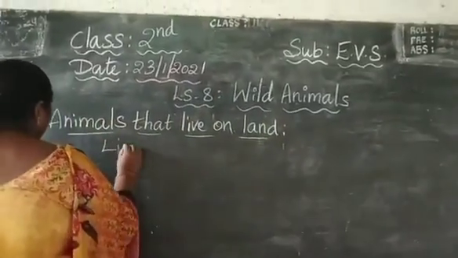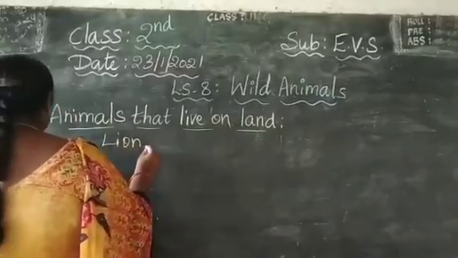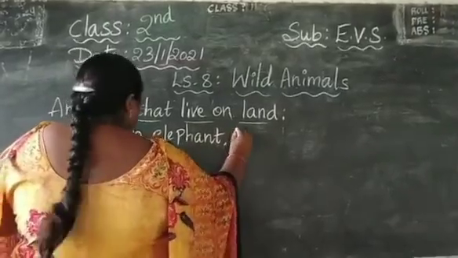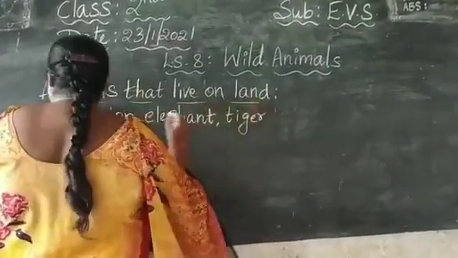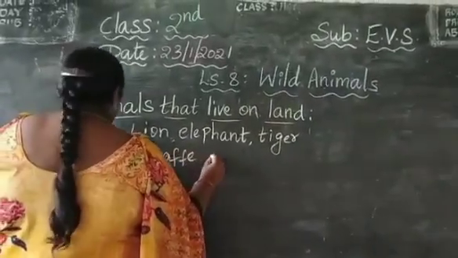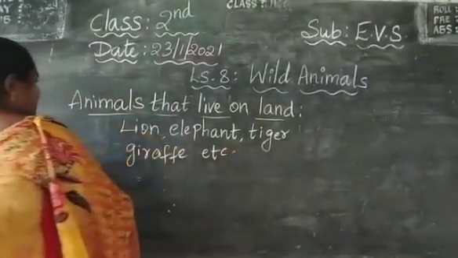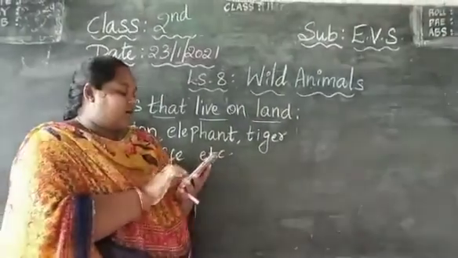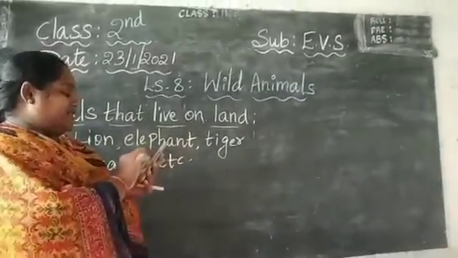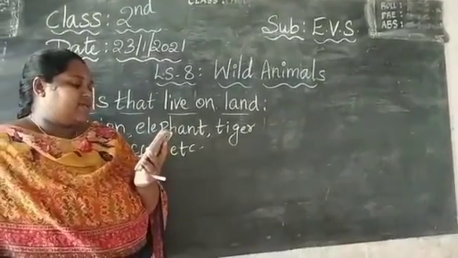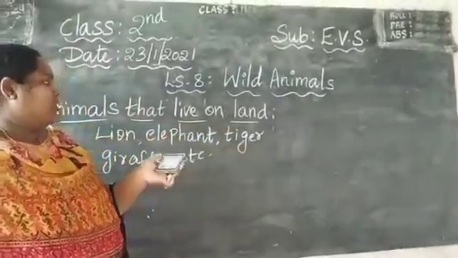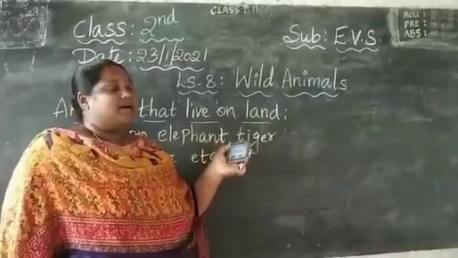So lion, elephant, tiger, giraffe, etc. come under this category, animals that live on land. These animals live on land safely in their natural environment, like the forest. Where do these animals live? They live in the forest. It is a very safe place for the animals.